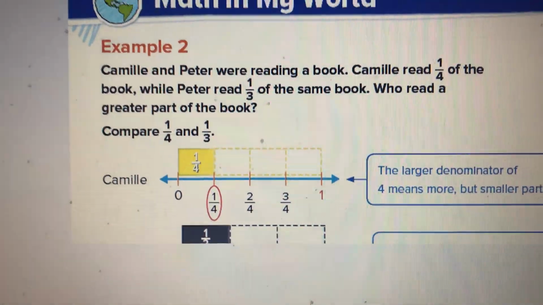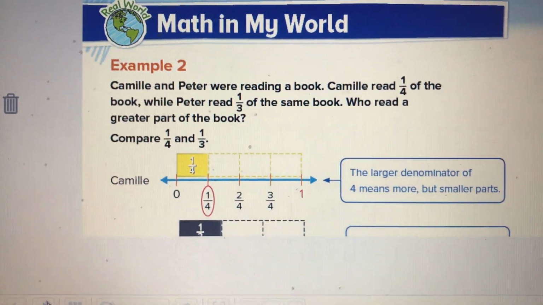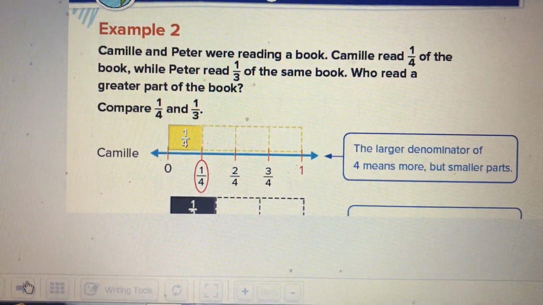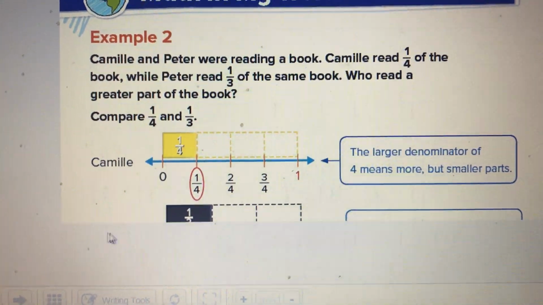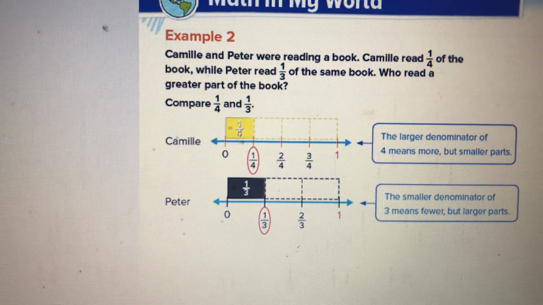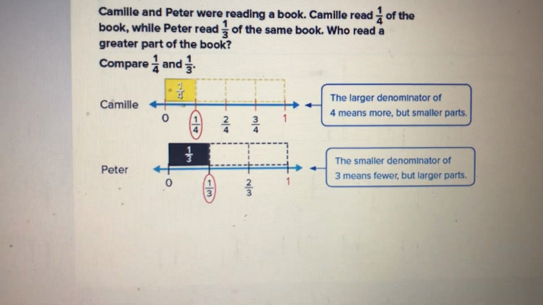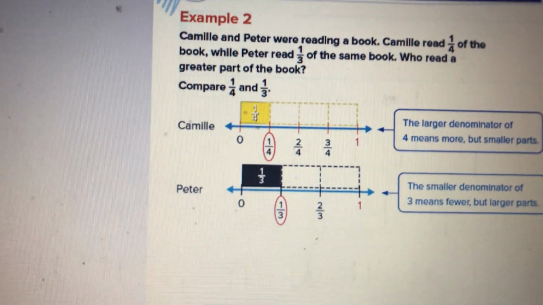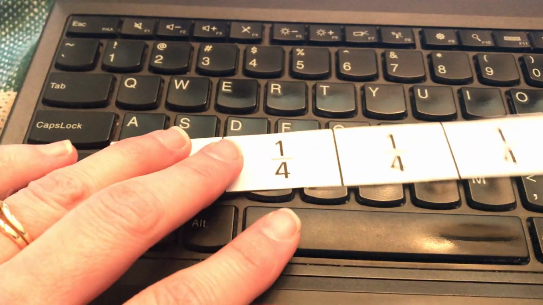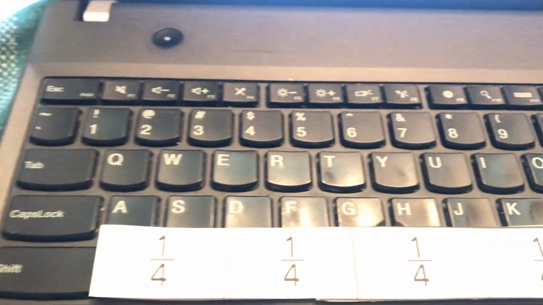Now here's another example. Camille and Peter were reading a book. Camille read 1/4 of the book while Peter read 1/3 of the same book. Who read a greater part of the book? So what they did here is they compared fourths and thirds. If I got out my fraction strips, I'd get out my fourths and I'd get out my thirds, and I'm going to line them up.